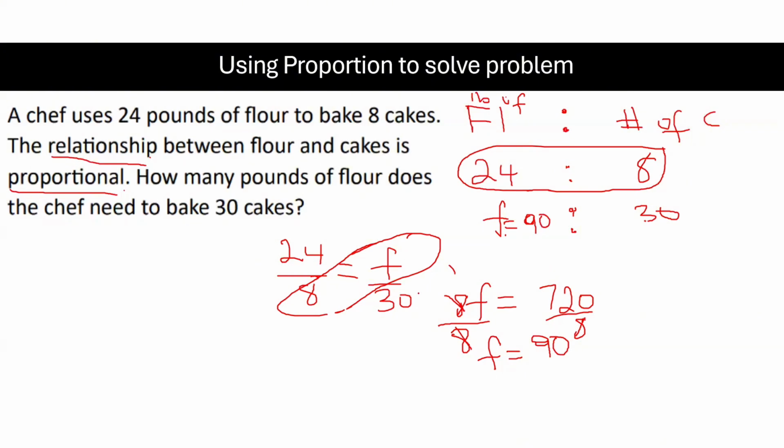Once the problem says that there's a proportional relationship, you can go ahead and use a proportion to solve the problem. A proportion will only work if the quantities are proportional. If it's not proportional, then you cannot use a proportion to solve the problem.